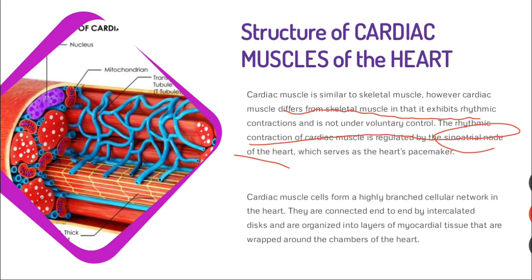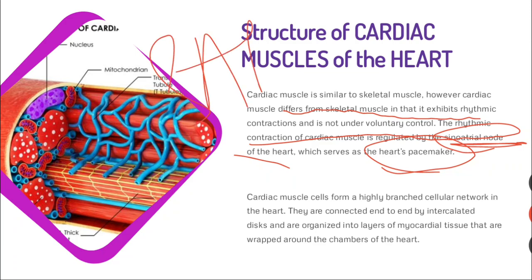It creates its own impulses. No other muscle in the body can create its own impulses, but the cardiac muscles can. And that is why we call this sinoatrial node the pacemaker. In short we write it as SAN. Next one, cardiac muscle cells form a highly branched cellular network in the heart.